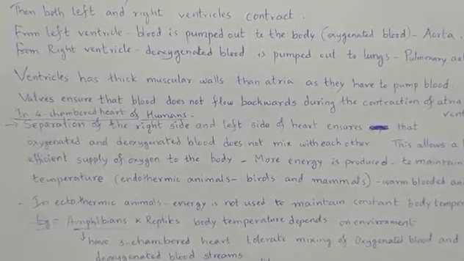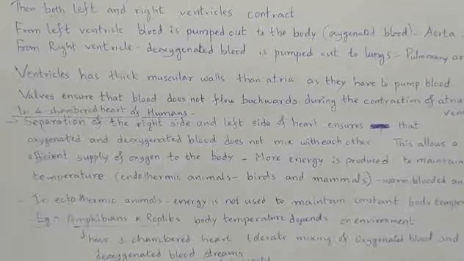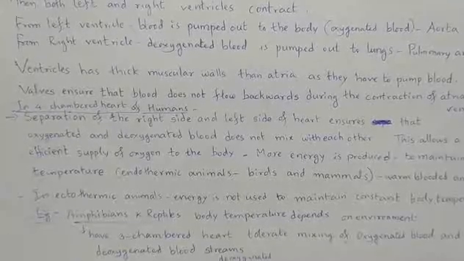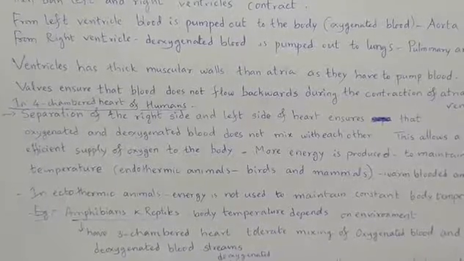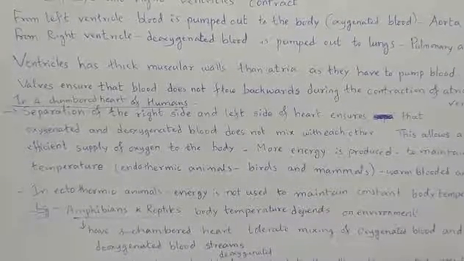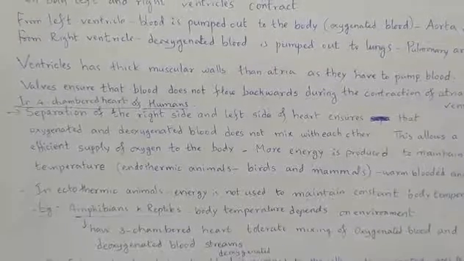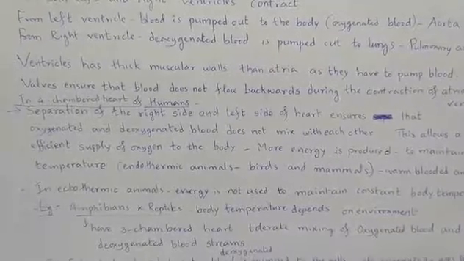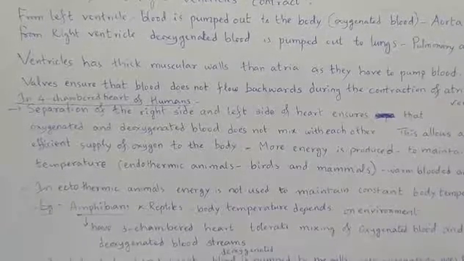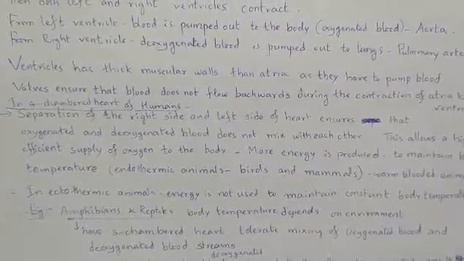In between atria and their respective ventricles, valves are present. In the same manner, in between the ventricles and the larger blood vessels that carry the blood pumped out from the heart, some valves are present. These valves ensure that the blood does not flow backwards during the contraction of atria and ventricles.